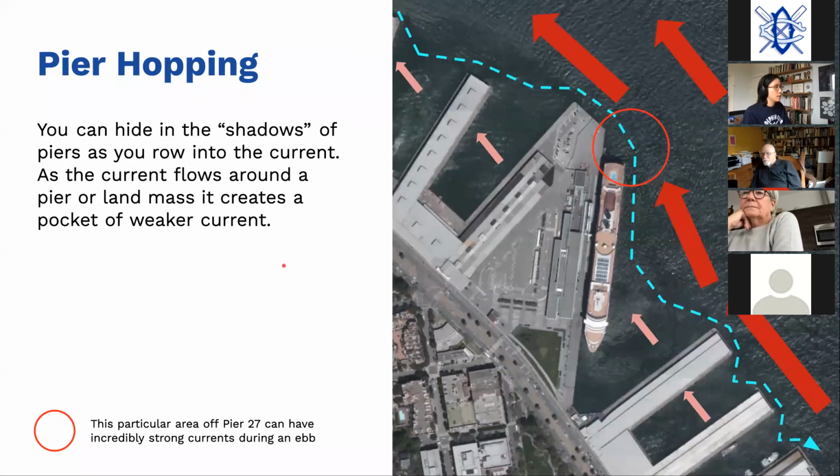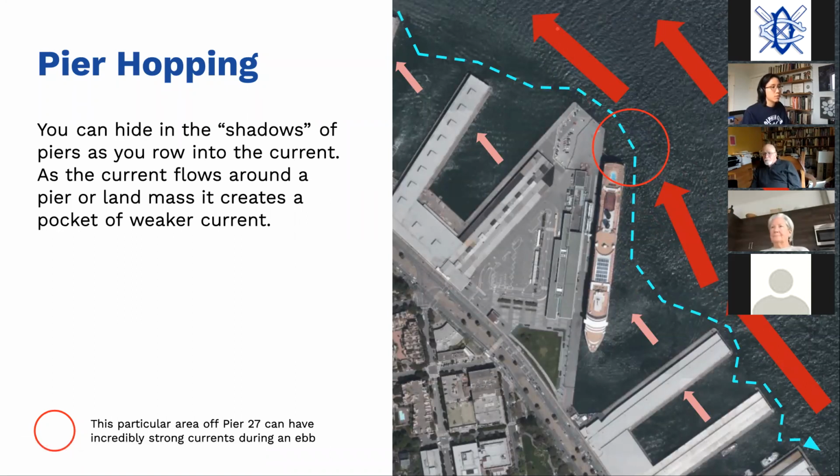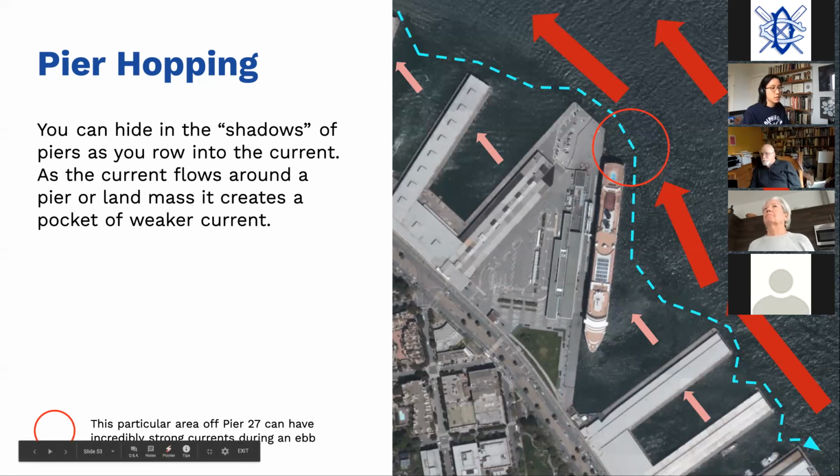Which leads to this other idea that, as rowers, we talk about pier hopping. This is an example on the other side. This is Pier 27, the cruise ship terminal. During a big ebb, you have huge currents moving in this direction, but we can take advantage of these current shadows that occur behind these piers, poke in, and take advantage of the weaker current as we make our way down and make our way east.